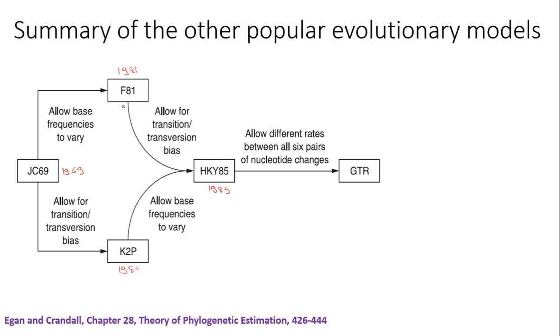Okay. And finally, in 1986, this general time reversible model was published that allowed different rates between all six pairs of nucleotide changes, and eventually that led to the proposal of this GTR model, right? But the thing is that the story didn't end in 1986. Somewhere in the middle, other variants of models were also reported.